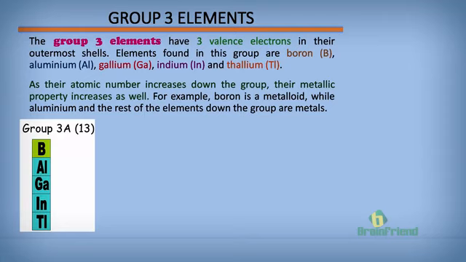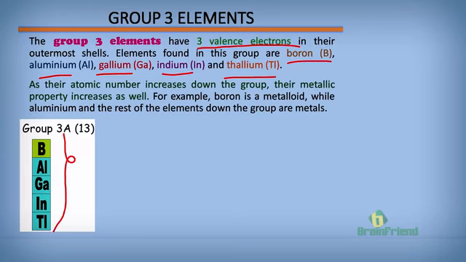The group 3 elements have 3 valence electrons in their outermost shell. We know that the group 1 elements have 1 valence electron, the group 2 elements have 2 valence electrons, and the group 3 elements have 3 valence electrons. Elements in this group are boron, aluminium, gallium, indium, and thallium, as represented in this diagram.